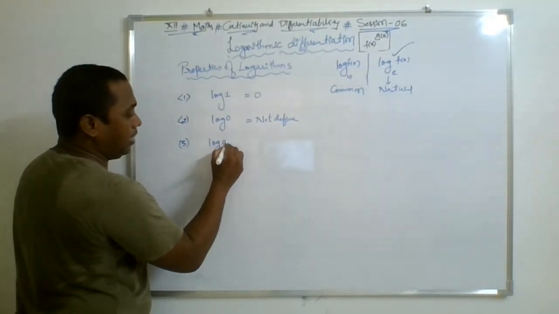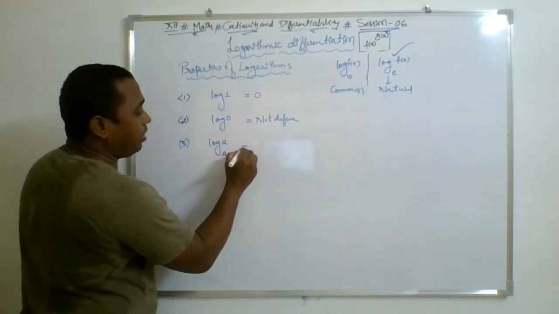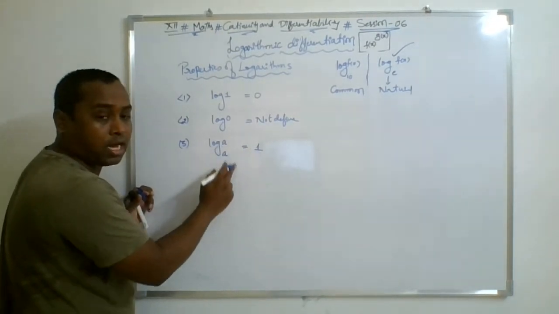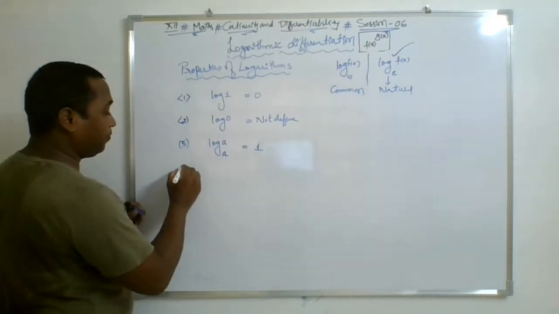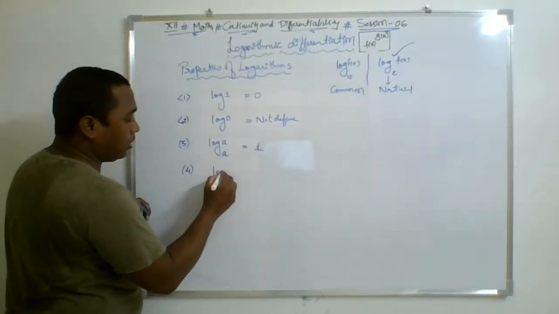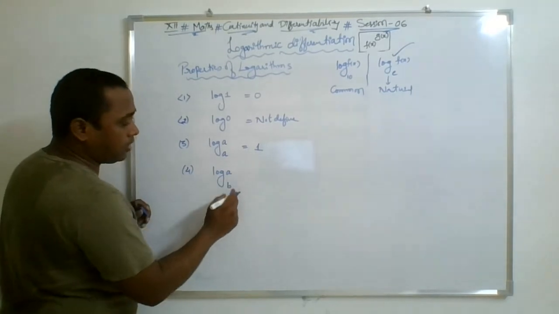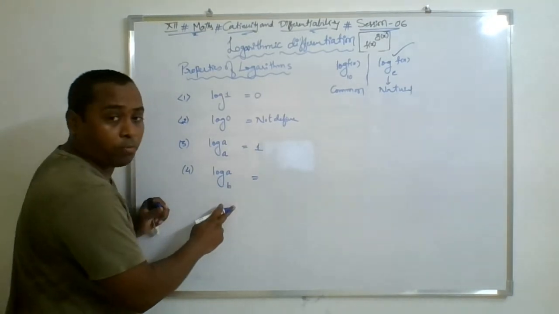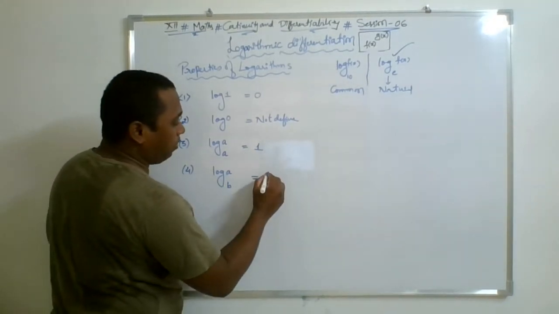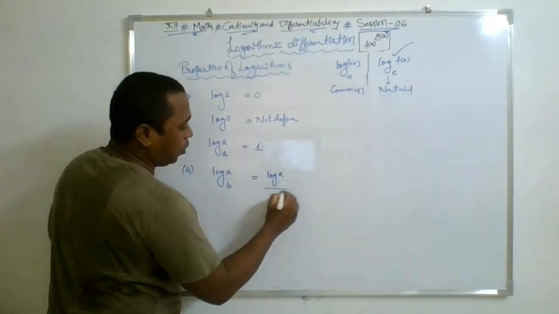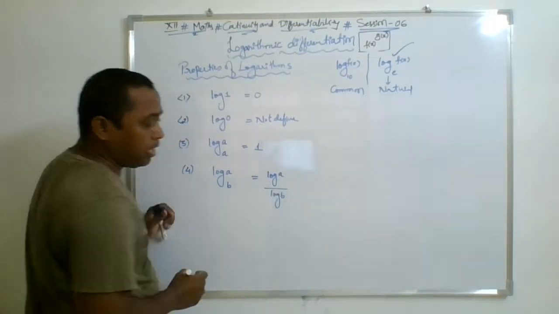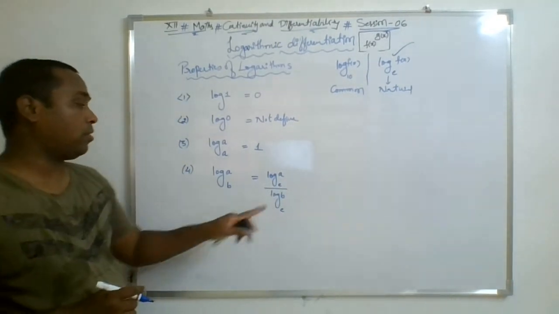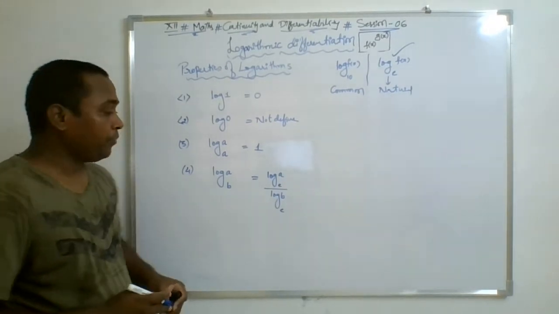Log a base a would be 1, means when the log argument and the base are identical, it is written as 1. And the fourth is log a base b. These are two real positive values, both belonging to positive real numbers. Then this log function can be written as log a by log b by taking the base as Euler's number.